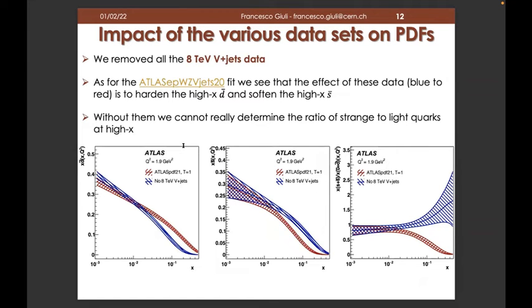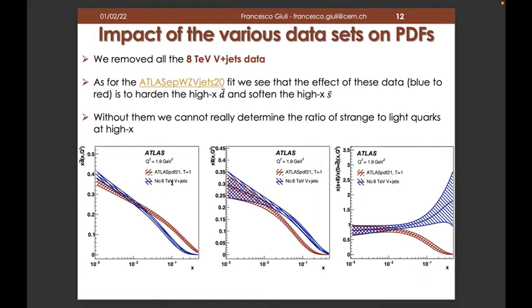The next data set I would like to talk about is the ATLAS W plus jet data. ATLAS released, more or less one year ago, a fit using HERA plus WZ 7 TeV plus the W plus jets data at 8 TeV. Basically, this slide is just to tell you that we confirm what we found in the paper.